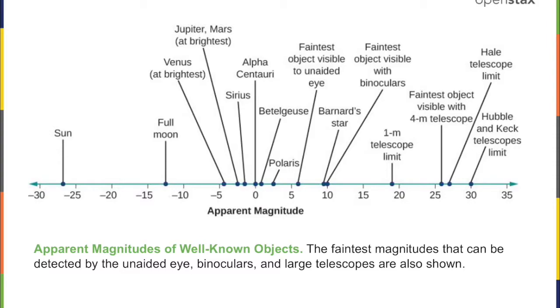Well, we need to quantify it because we're in science. And we quantify it with the idea of apparent magnitude. Sometimes it's called apparent brightness. Those are interchangeable terms. So apparent magnitude is a scale. Right now, just think of it as a number. Let's look at that scale.